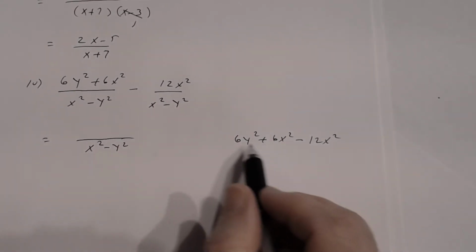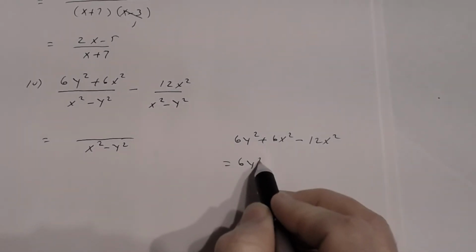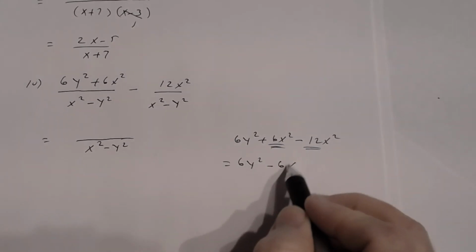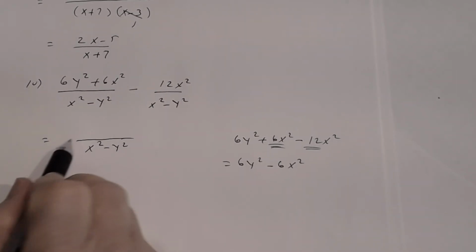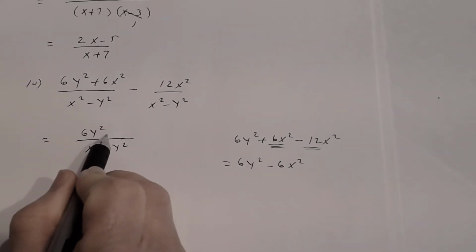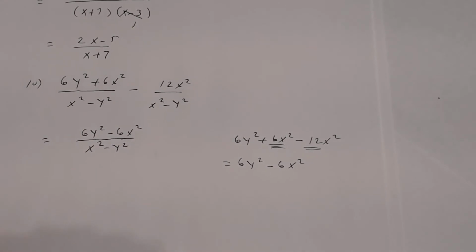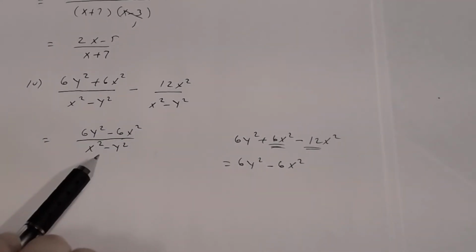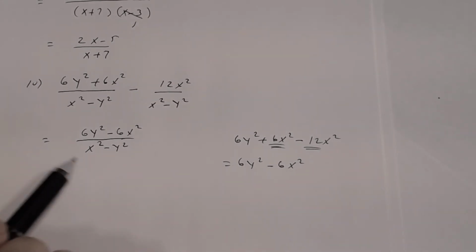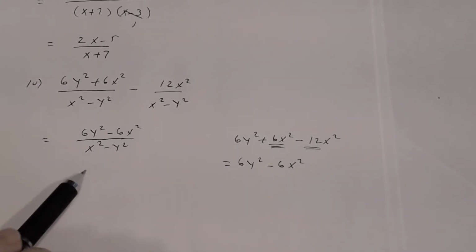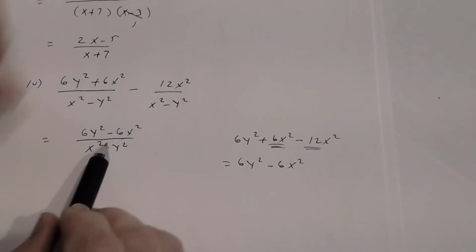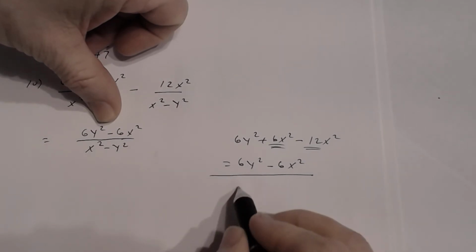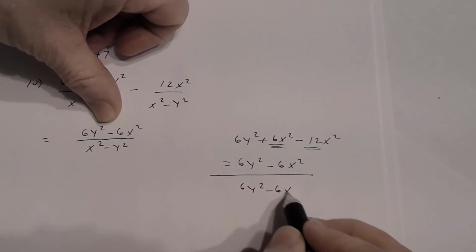Now let's combine like terms. I'm going to get 6y squared, and 6x squared minus 12x squared is negative 6x squared. So that's my numerator: 6y squared minus 6x squared. Once you write this as one rational expression, what is the next step? That's what you've got to remember. The next step is to factor. So let's go off to the side, rewrite this over, and factor this.